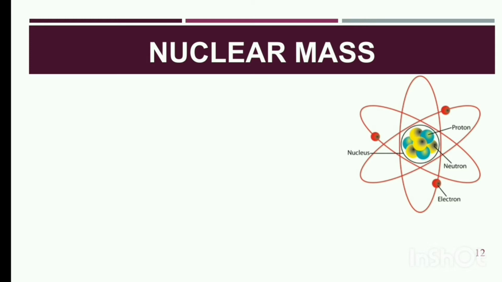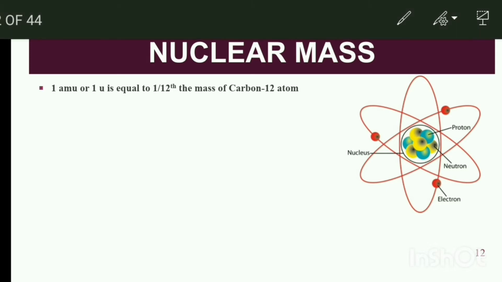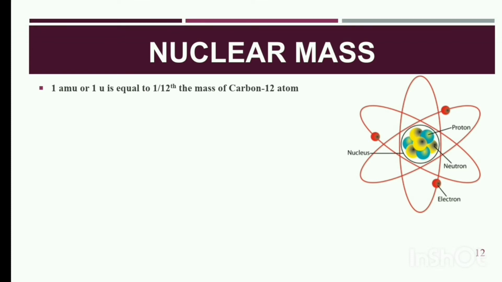All of us know the definition of 1 AMU or 1 U. 1 atomic mass unit, or 1 U, is equal to 1/12 the mass of a carbon-12 atom. Now, a carbon-12 atom consists of 6 protons and 6 neutrons, thereby making 12 nucleons. So by this definition, we can come to the conclusion that the mass of 1 proton is 1 U and the mass of 1 neutron is also 1 U.